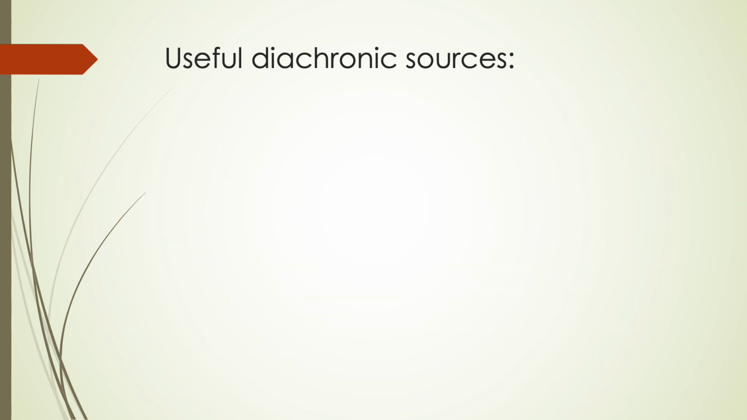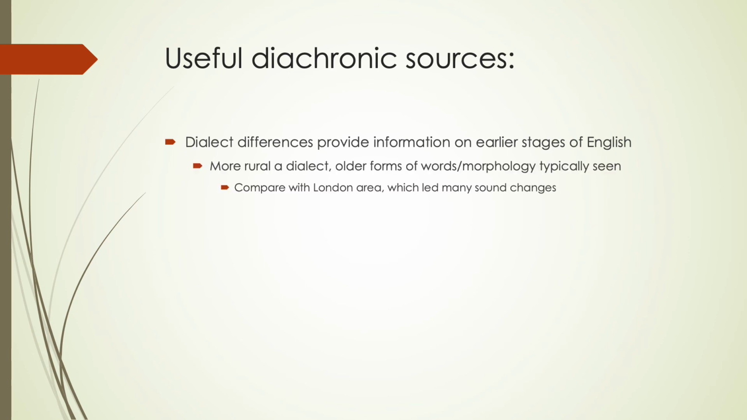We can also get a lot of information about dialect differences based on where someone is from. So more rural dialects tend to have older forms of words or older forms of morphology that take longer to change than urban areas. So if we compare English sources from rural areas in the northern part of England versus areas around London, which led a lot of the sound changes we see, we can expect London's changes to happen fast and first, and then over time they would spread out and reach those other areas that are further away.